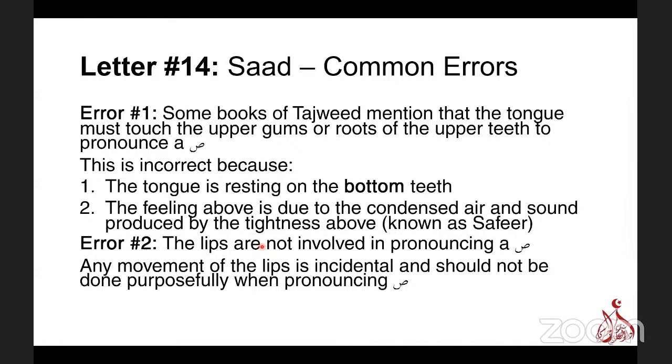Your lips will turn a bit, but that's okay. But people normally purposely start off by making their lips round, then they pronounce Saad. That actually produces something like a su sound instead of sa, su, si, us, is. Not the sa, su, si, us, is. That's you rounding your lips. That's incorrect. And that's it for the letter Saad.